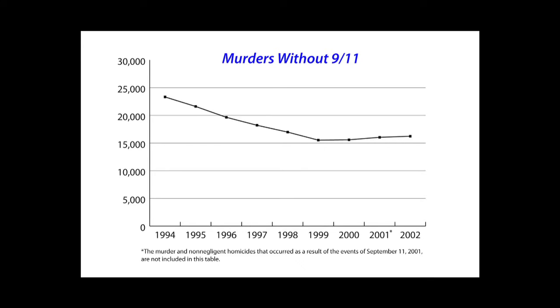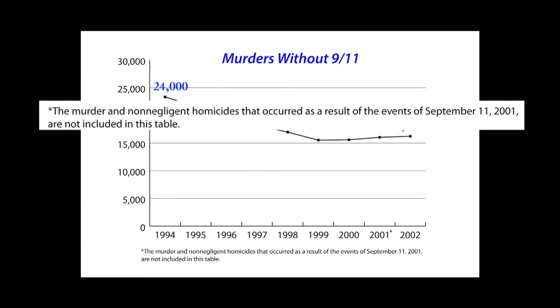from FBI statistics, they were about 24,000 in 1994 and declined more or less steadily until there were about 15,000 in 2002. However, a very specific footnote added to the number of murders in 2001 states that the murder and non-negligent homicides that occurred as a result of the events of September 11, 2001 are not included in this table.